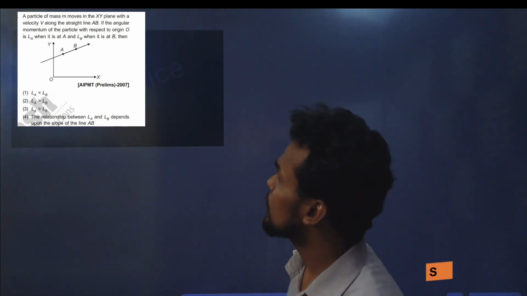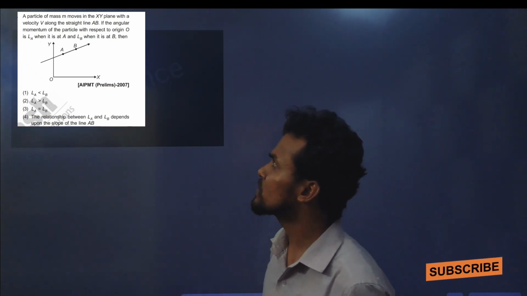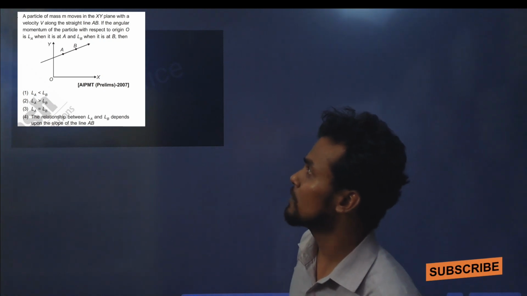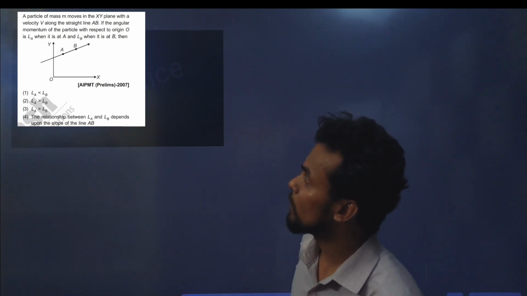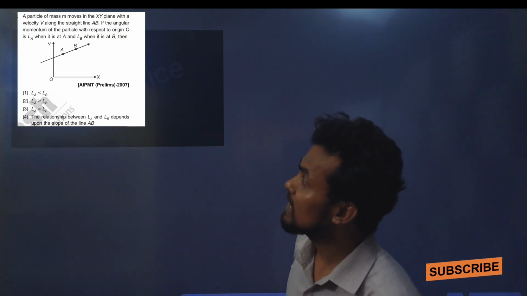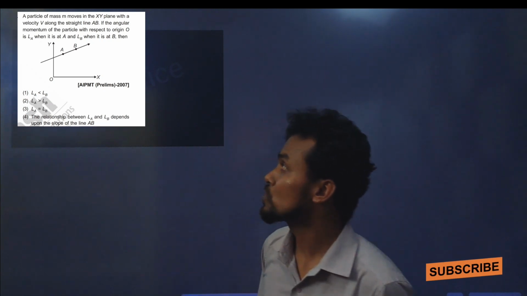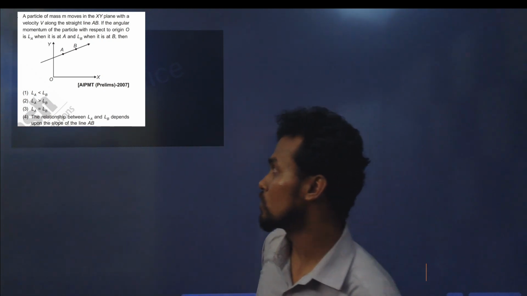See here please. Here what is the question? The question is, a particle of mass m moves in the xy plane with a velocity v along the straight line AB. If the angular momentum of the particle with respect to origin O is LA when it is at A and LB when it is at B, then which options are correct here? And this question came in AIPMT 2007.